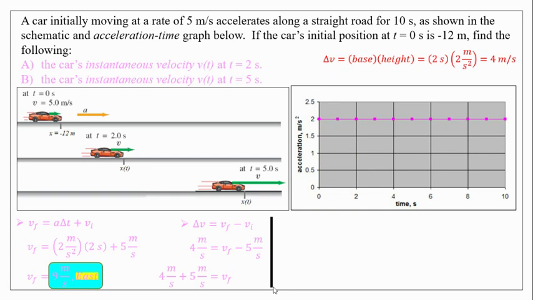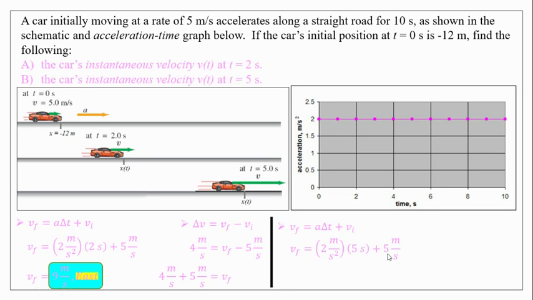Okay, except all we have to do is replace the time because it wants it at 5 seconds. So I'm going to go ahead and use my VF function again. A is 2. My delta t is 5 seconds. My VI is 5. My delta t here again is 5 because I'm starting at 0. At 0 seconds, the object's already moving at a rate of 5 meters per second.